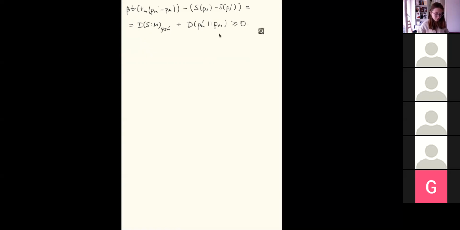Okay, so this concludes our proof for this coherent setting, where we're just considering two systems, the target system S and the machine, and they undergo some unitary. And then we can write exactly how the change of energy of the machine and the change of entropy of the target system are connected using these two measures.